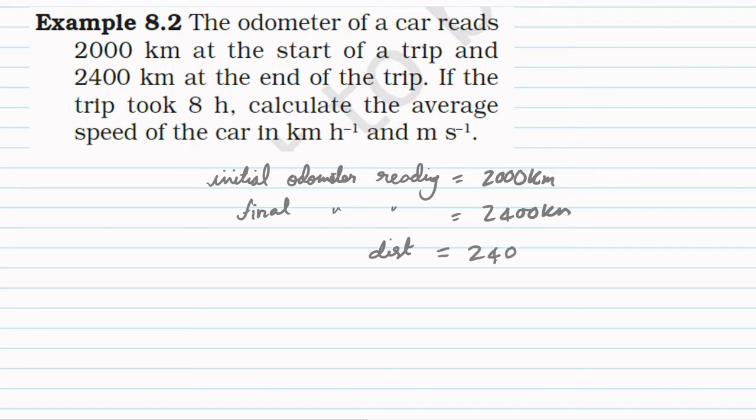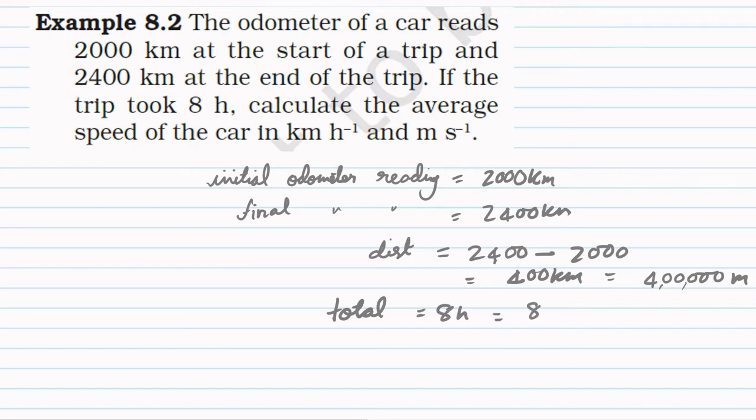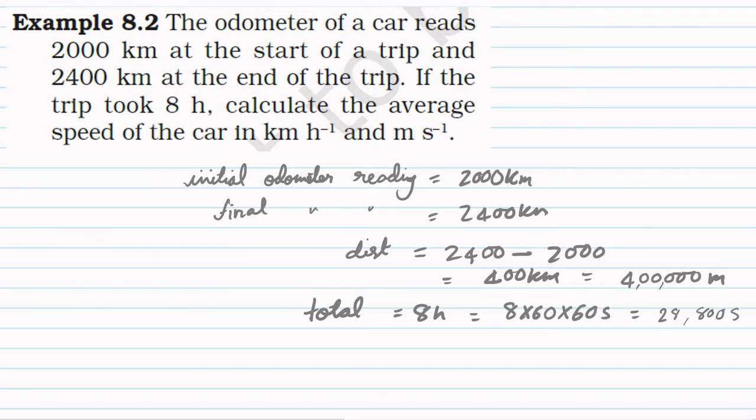So the distance traveled is final reading minus the initial reading. That is 2400 minus 2000. That is nothing but 400 kilometers, which can also be written as 4 lakh meters. Now the total time taken by the trip is 8 hours, which is nothing but 8 into 60 seconds, which is 28,800 seconds.